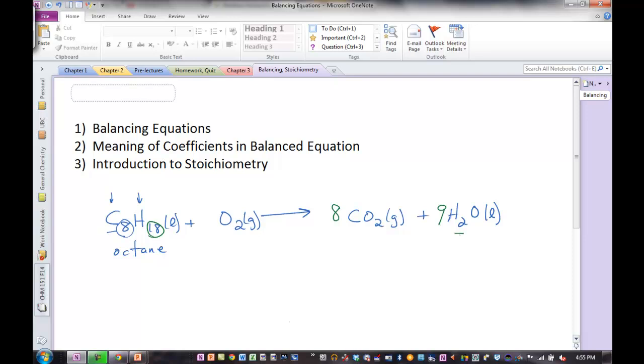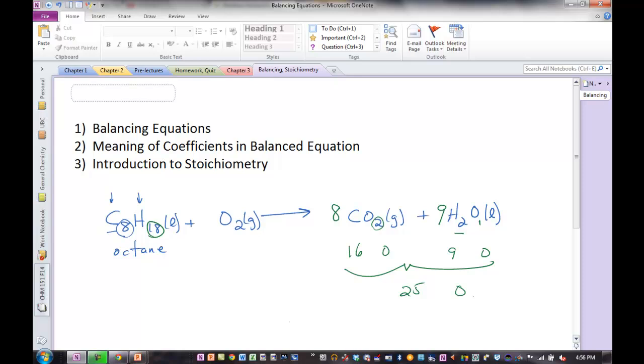Now let's add up our oxygens. We have 8 times 2, so it's coefficient times subscript. So we have 16 oxygen atoms. And over here we have 9 times 1, so we have 9 more oxygen atoms. Total of 25 oxygen atoms. So we need 25 on the left as well.